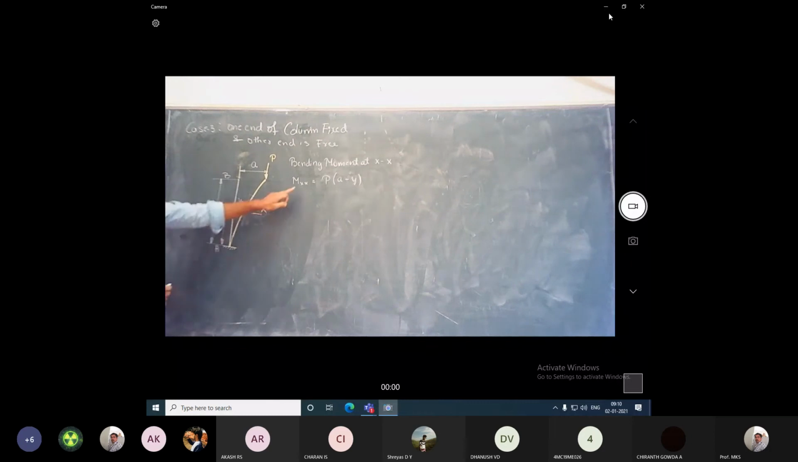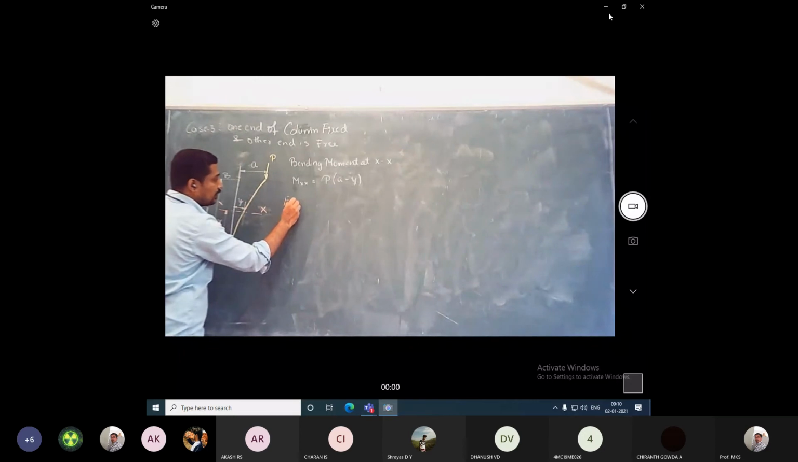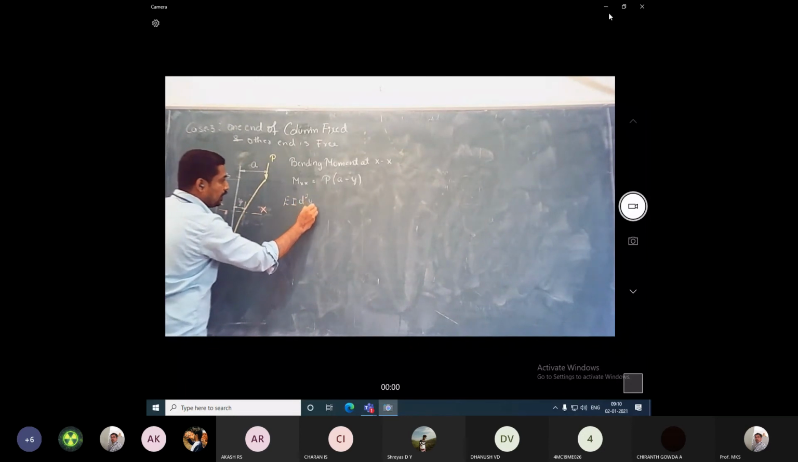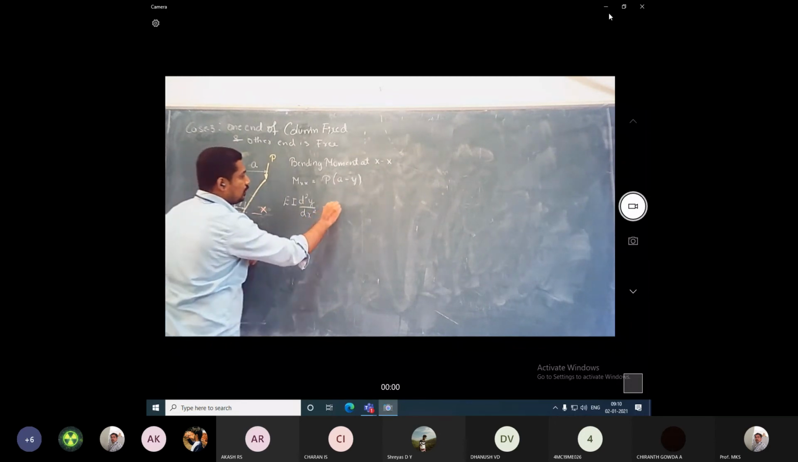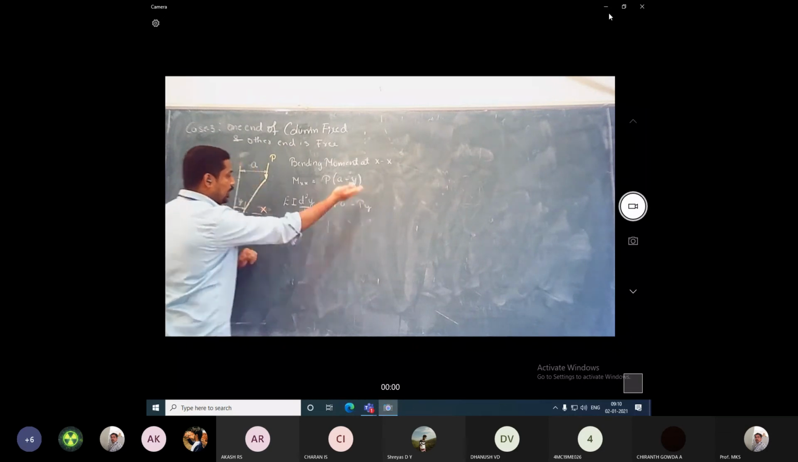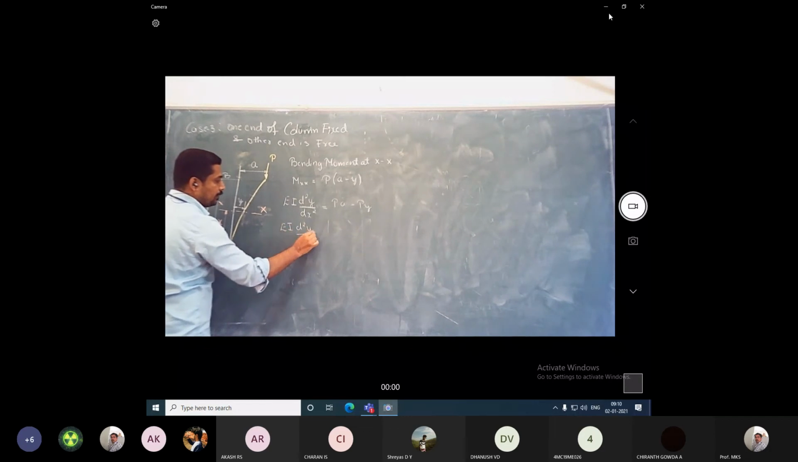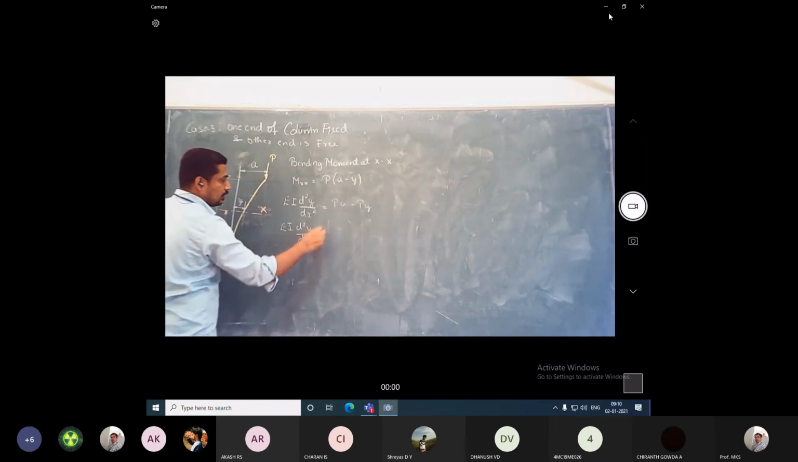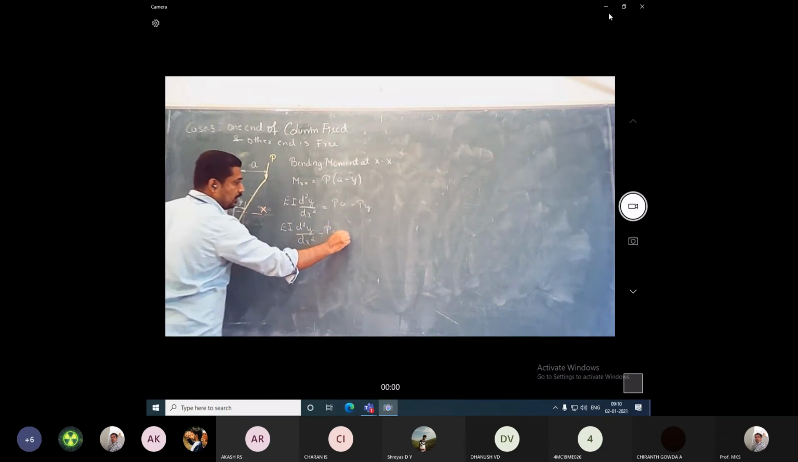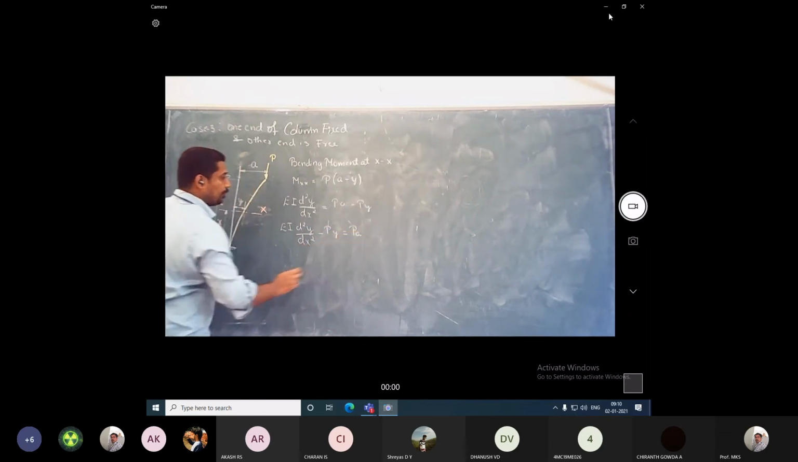Next, I know that the moment at any section is given by EI d square y by dx square, which is equal to Pa minus Py. I just cross multiply these terms. So EI d square y by dx square, take P into y to this side, equals P into a.